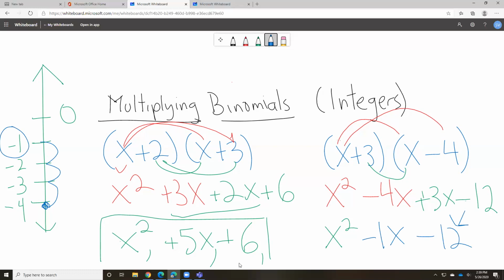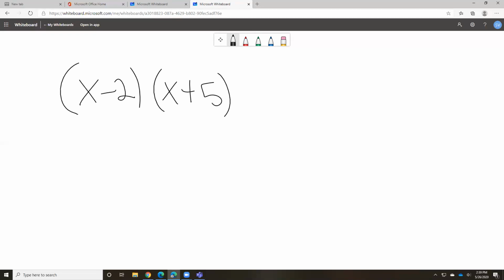Great. So we just need to do a couple more. So let's do now where the negative is on the first binomial. So like x minus 2 and x plus 5. All right. And again, x times x is x squared. X times 5 is 5x.